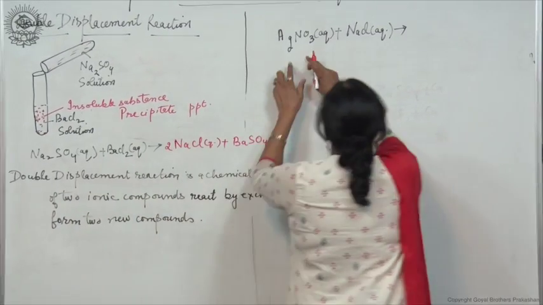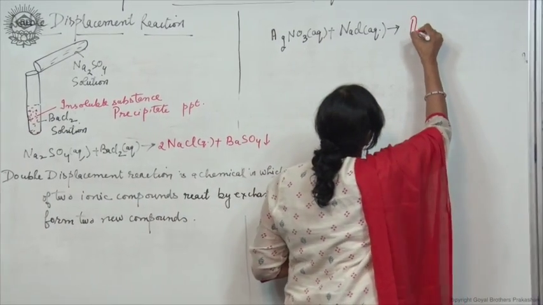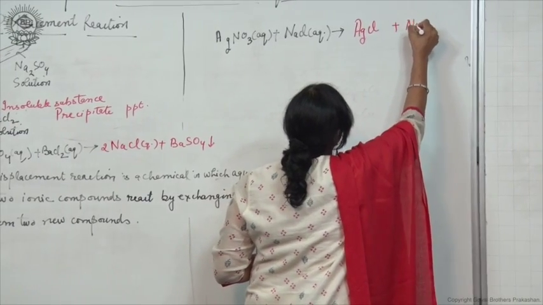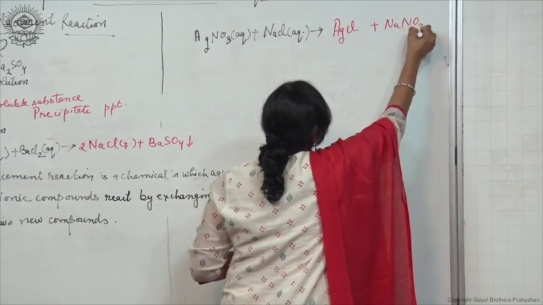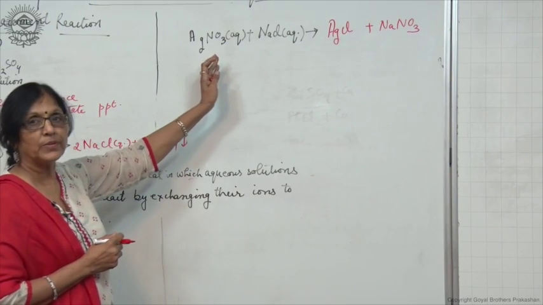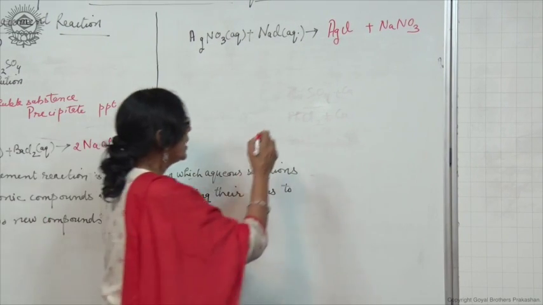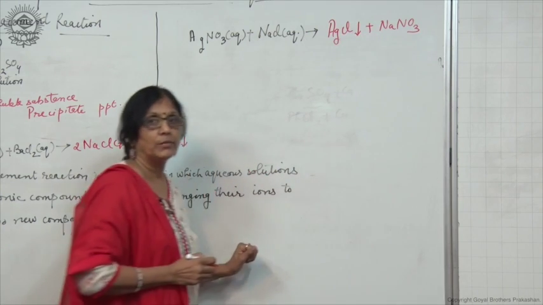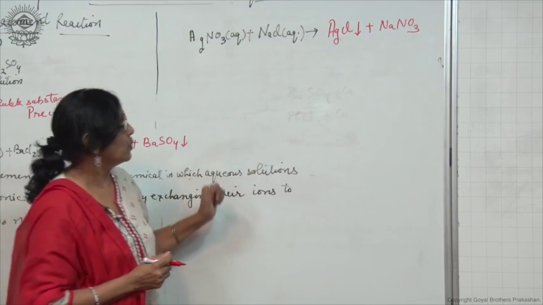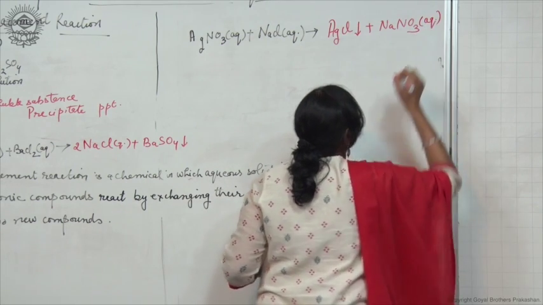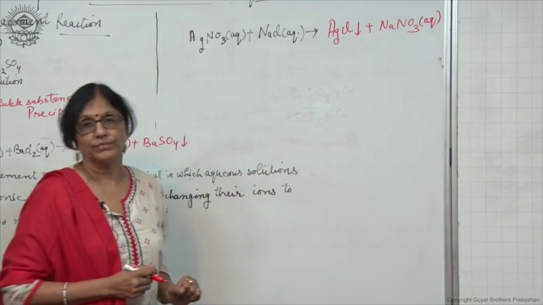What will be formed? Because exchange of ions has occurred, it will form AgCl and NaNO3. Exchange of ions has occurred, so a double displacement reaction has occurred. AgCl is an insoluble salt, that is a precipitate, which can be shown by a downward arrow, and sodium nitrate is in aqueous solution.